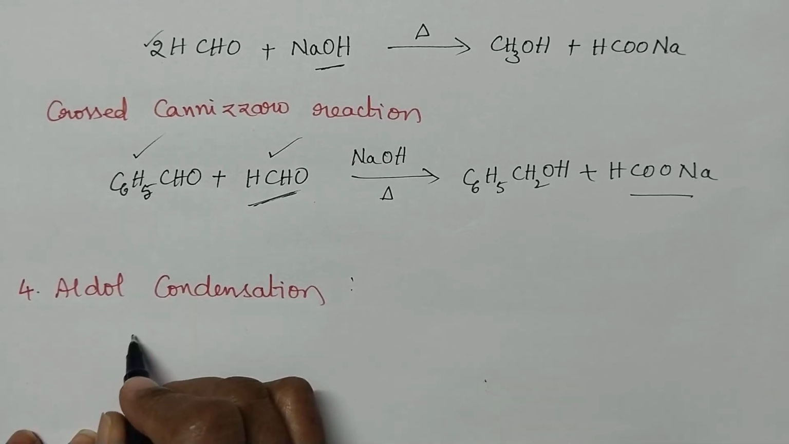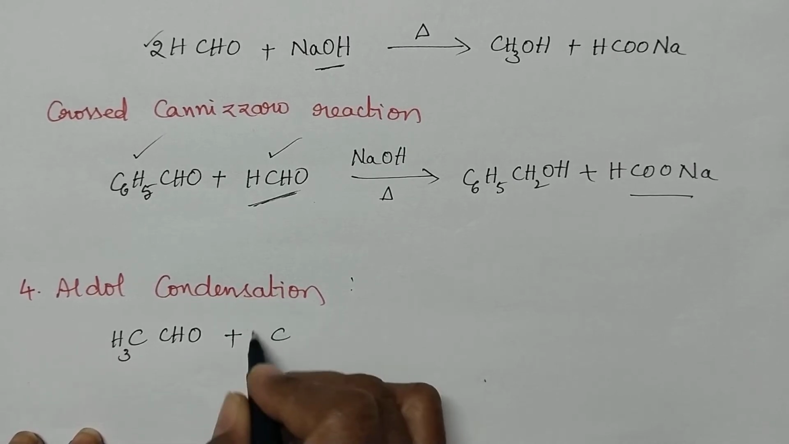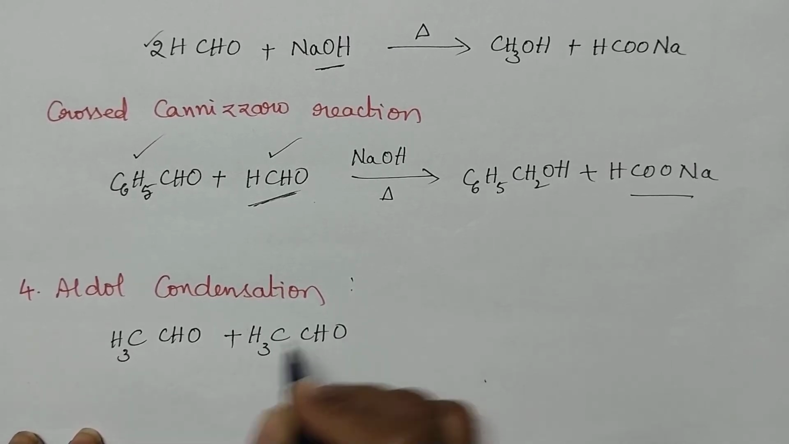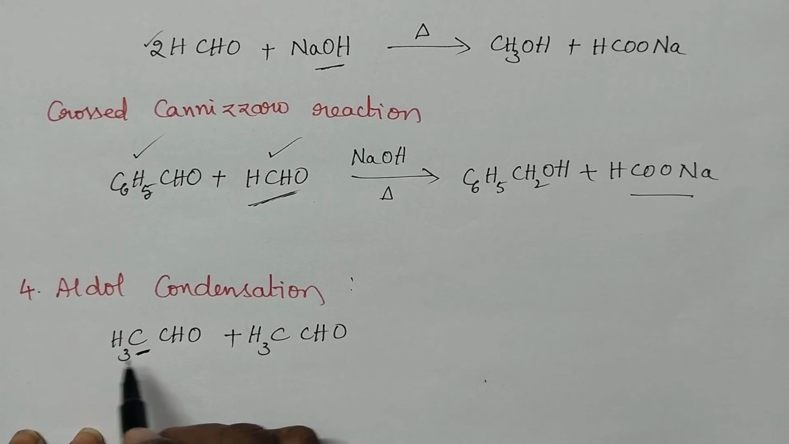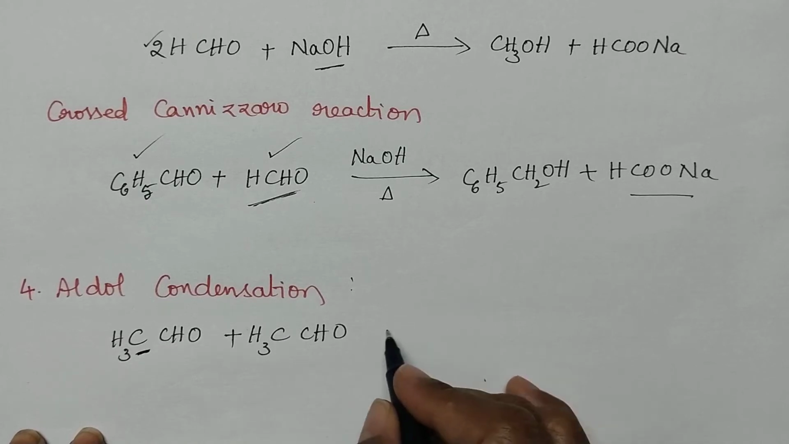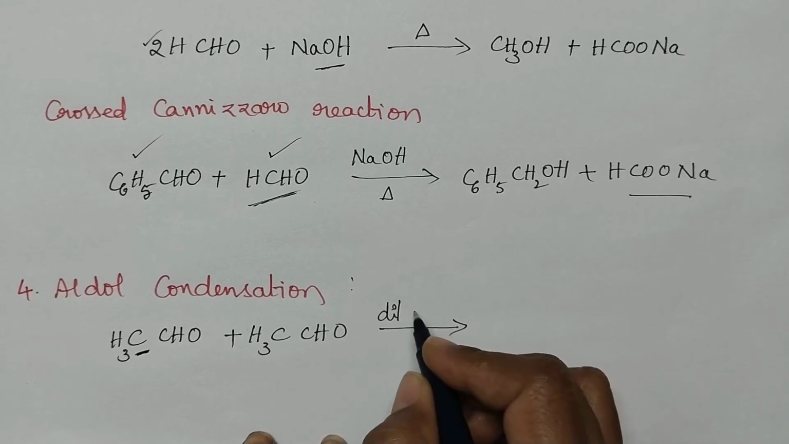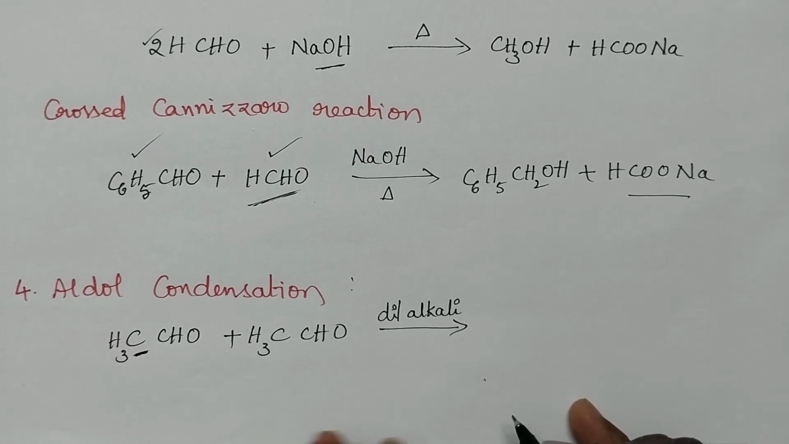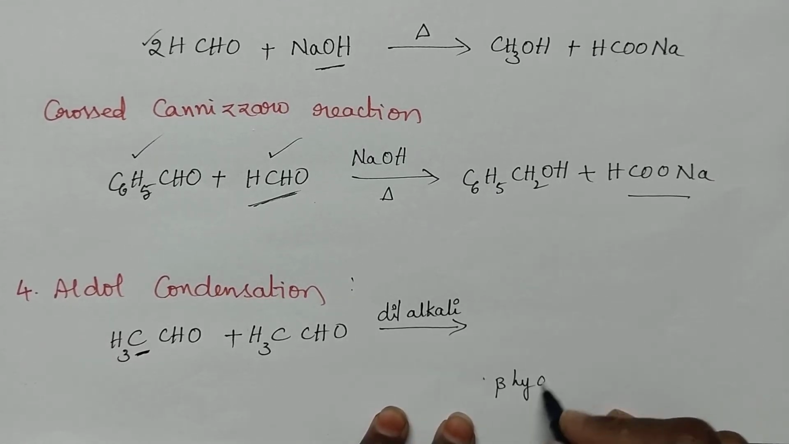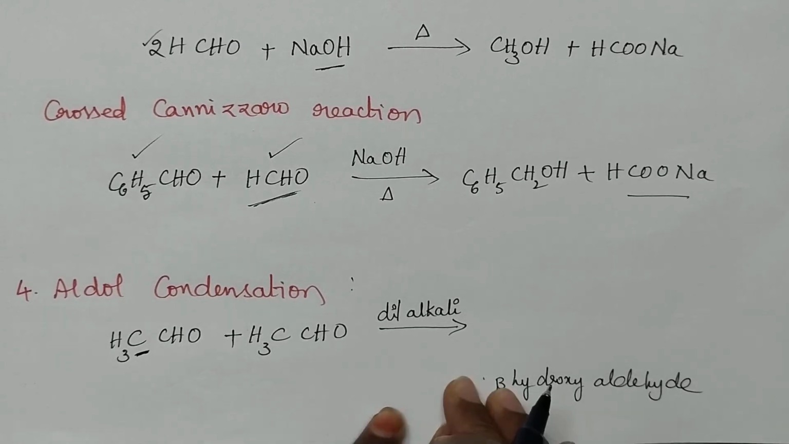So that means we will consider a simple example. Let us consider two molecules of acetaldehyde. So here what is the requirement? It must contain alpha hydrogens. So the aldehydes which contain alpha hydrogen atoms undergo self condensation in the presence of dilute alkali. With the result, what happens? It results in the formation of beta hydroxy aldehyde.